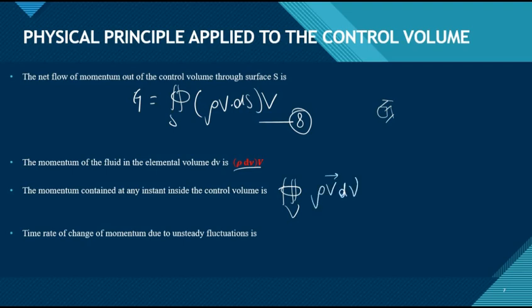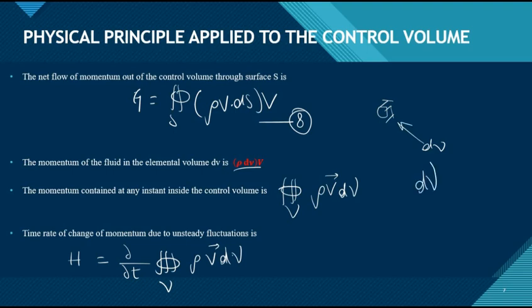rho v dV. Now I have to write the time rate of change of momentum. We have got what is the momentum. Our motto is to write the time rate of change of momentum, which is the second term, and that is denoted by H. So this would be our time rate of change of momentum. Note one thing, that wherever it is small v, it is for the elemental volume, and when I write dV in capital V in this way, it is for the whole control volume. This would be my equation 9.